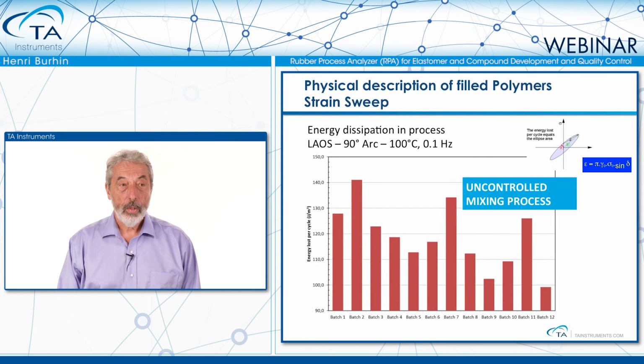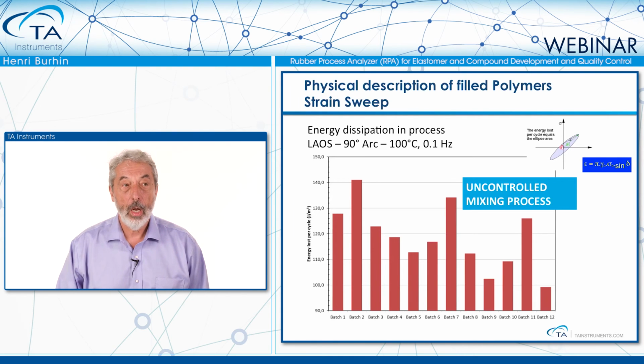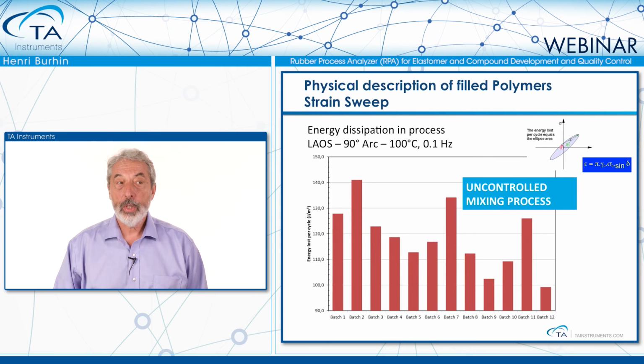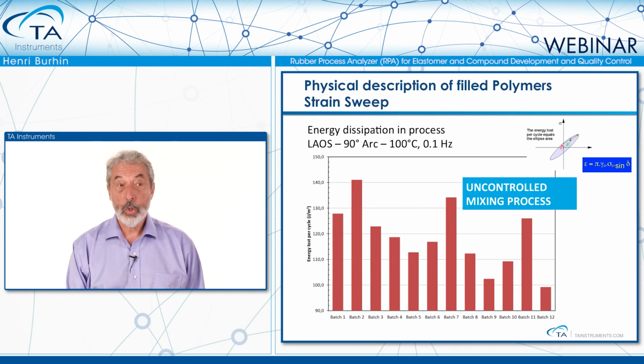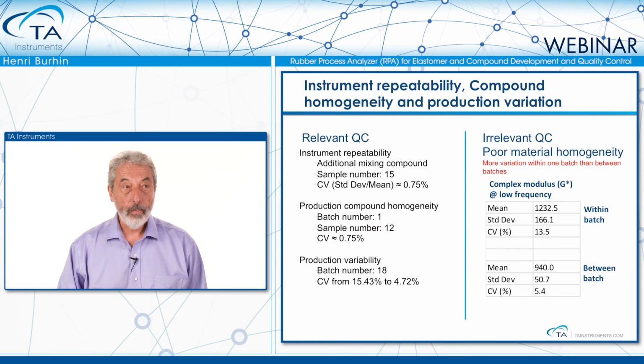Another test which could have been done on these compounds or batches, different batches, 12 batches, we measure the energy dissipation in process by LAOS at 90 degrees of arc at 0.1 Hertz, and we can see that between the lowest and the highest value we have differences of about 50%. So this is another source of mixing or extrusion injection problem.